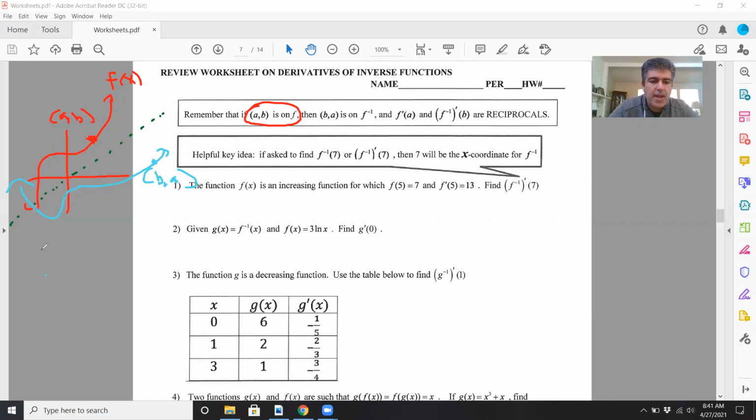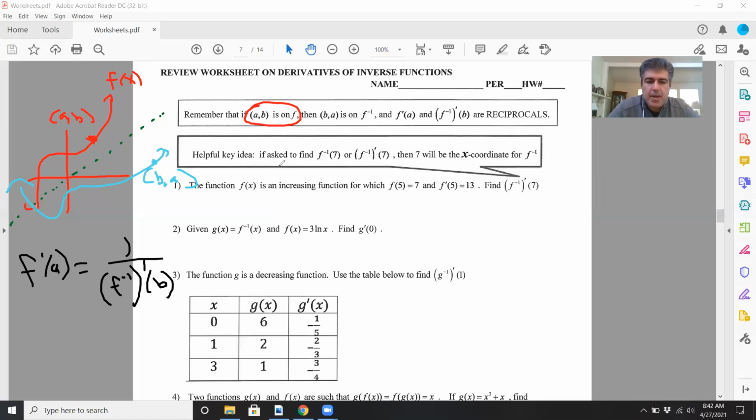So what this means is that f prime of a, the derivative of the original function evaluated at x equals a, will be the reciprocal of the derivative of the inverse evaluated at x equals b. Remember, b was the y coordinate that went with x equals a on the original. So now we use the input on the inverse, which is b. That's what we say.